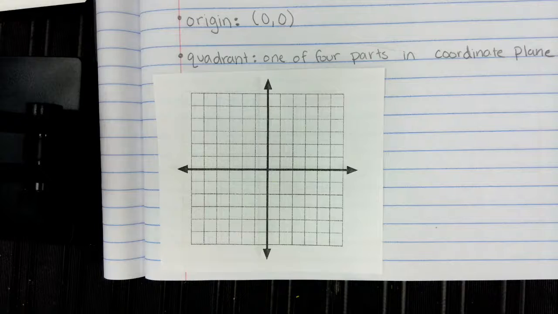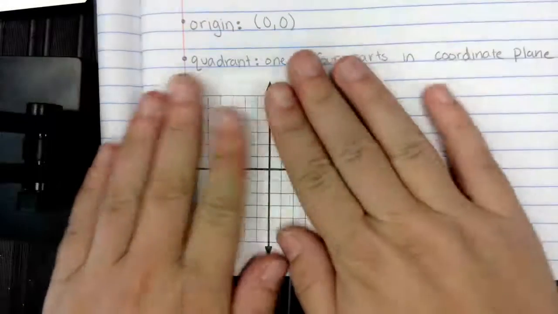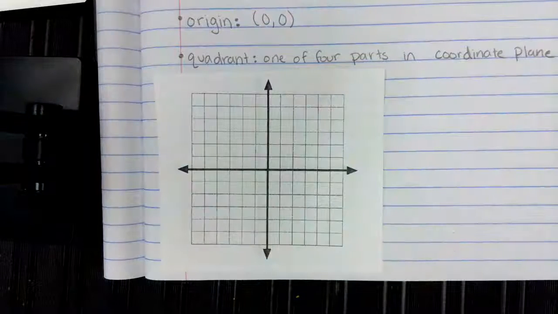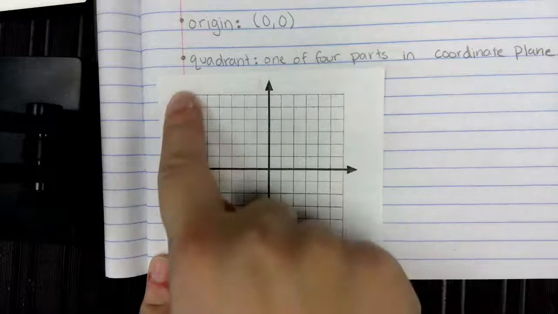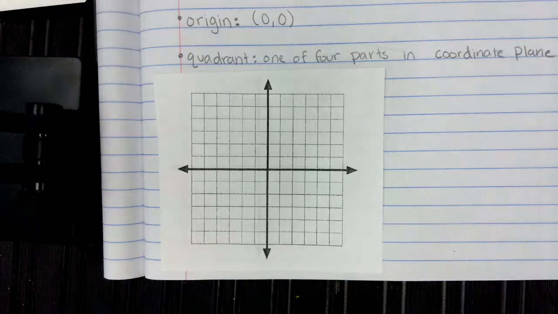Alright, next page. All right. So on our coordinate plane, I'm going to give you a little bit more time. You have to glue that in. If you haven't glued that in, glue that in. If you have space down here, glue it in at the bottom. If you run out of space, go to the next page.